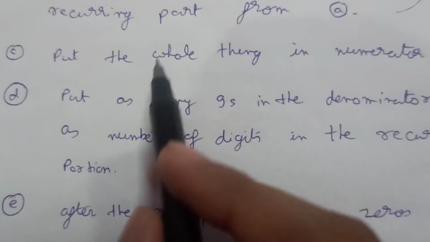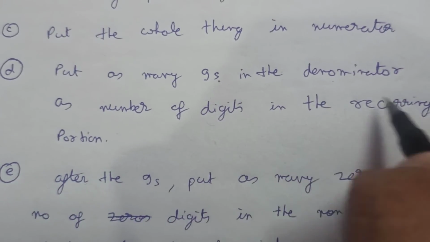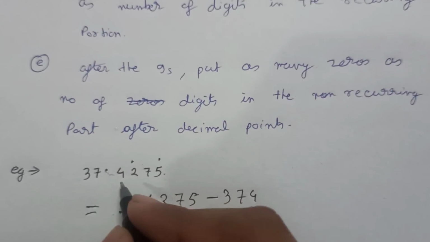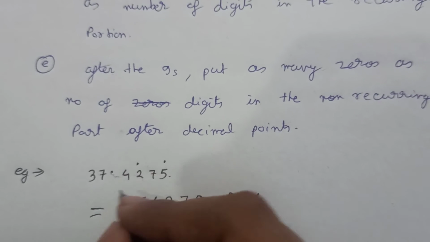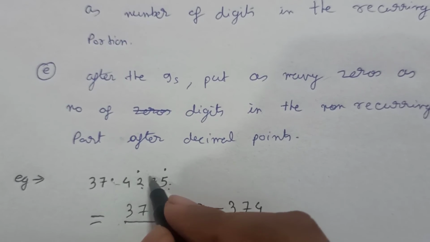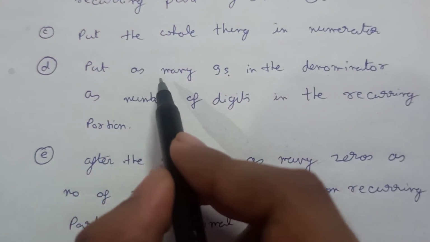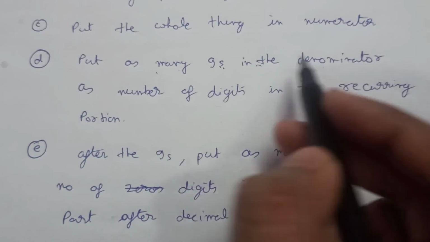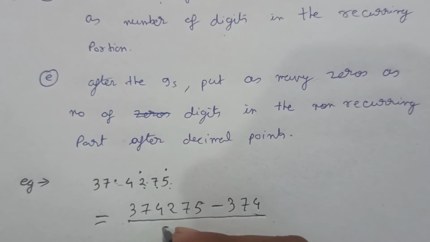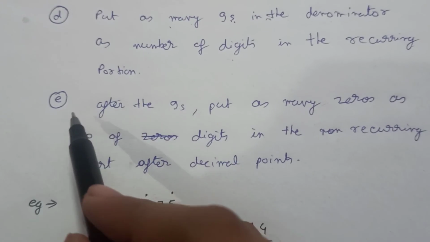Let's check. Put as many 9s in the denominator as the number of digits in the recurring portion. What does that mean? How many digits are there in the recurring portion? Let's see. 1, 2, 3. The recurring portion is 275, so there are 3 digits. So let's put three 9s in the denominator: 1, 2 and 3.